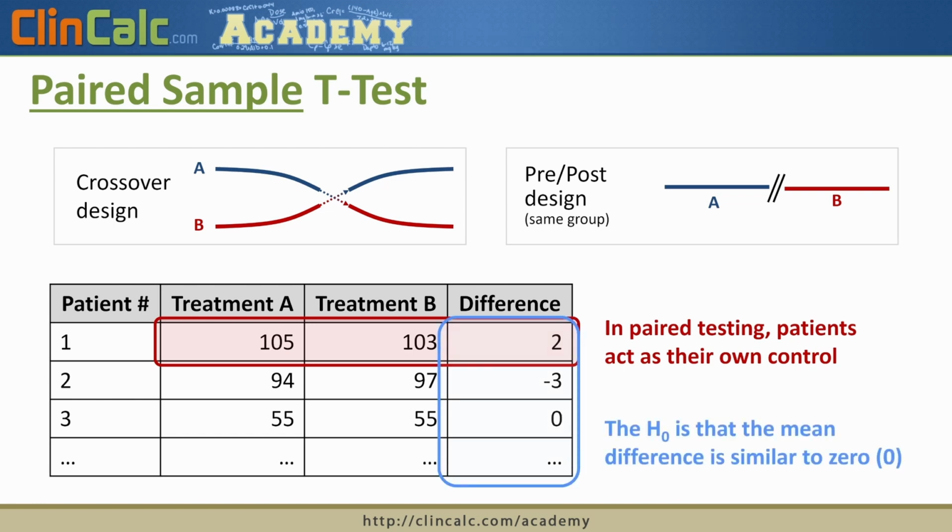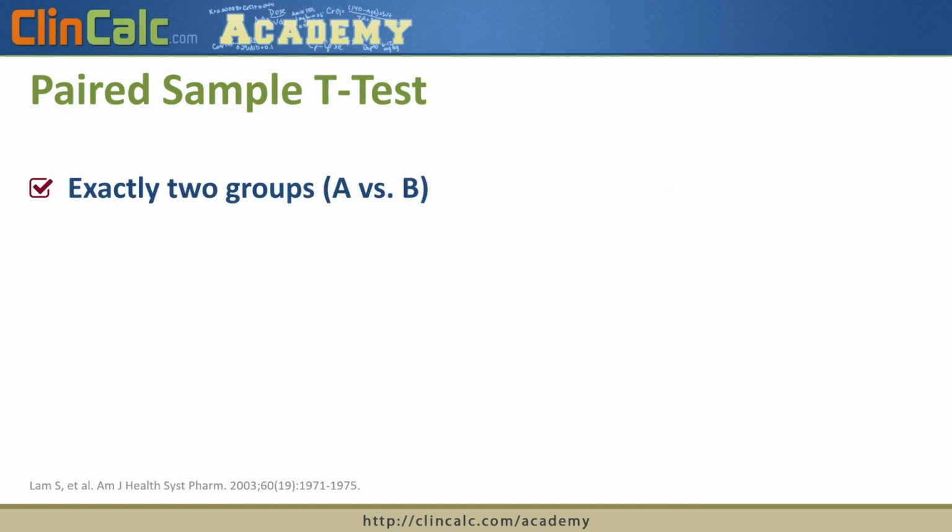So really, the null hypothesis is going to be that the mean difference is similar to 0. So between treatment A and treatment B, numerically, it's effectively 0. And we're going to statistically test whether the difference that we observe is close enough to 0 that we'll say there is no statistically significant difference.